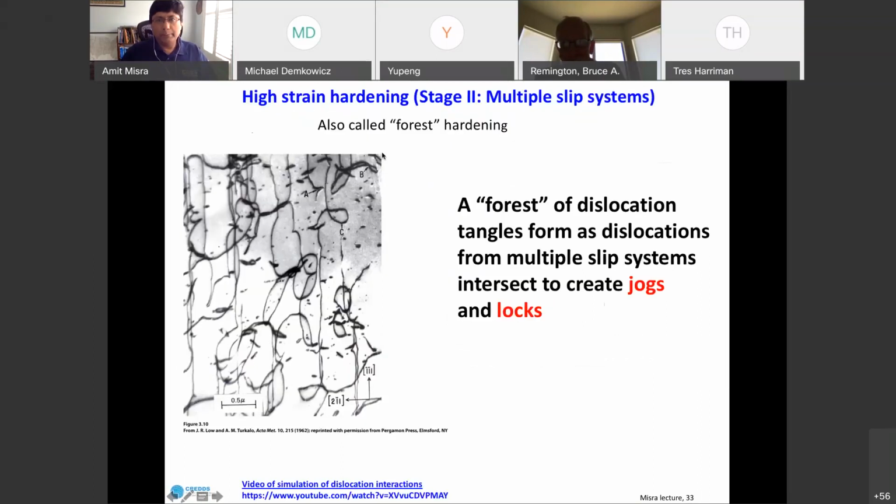But once you get to multiple slip systems and dislocations start interacting, then you start to build a tangled structure that's often referred to as a forest. And you get into a forest hardening, where any new dislocation has to be gliding across this tangled mess of dislocations that have formed, that have locked into each other by various kinds of dislocation mechanisms. Some of it may be described in the lecture weeks, but I won't go into much detail at this point.